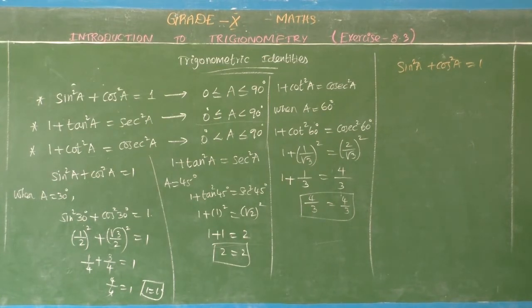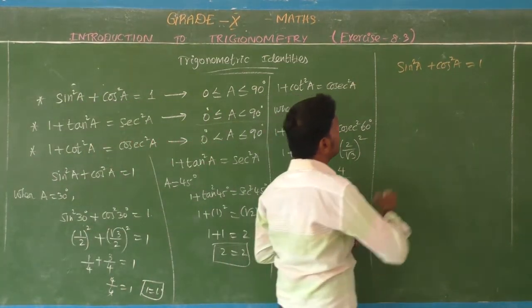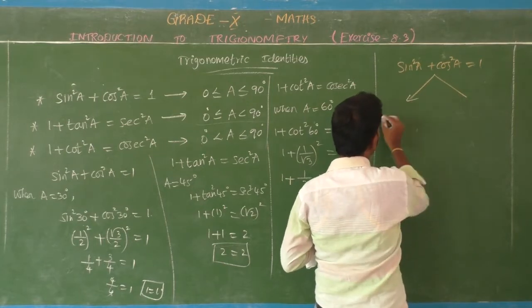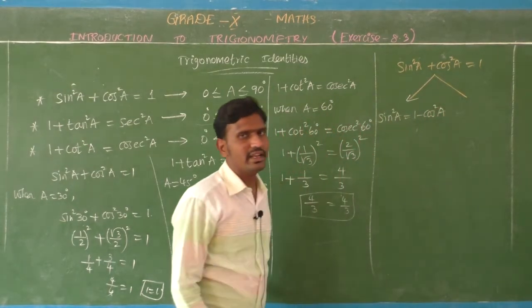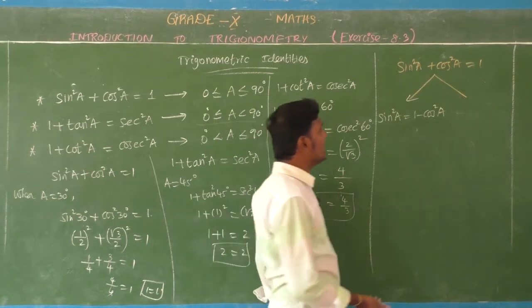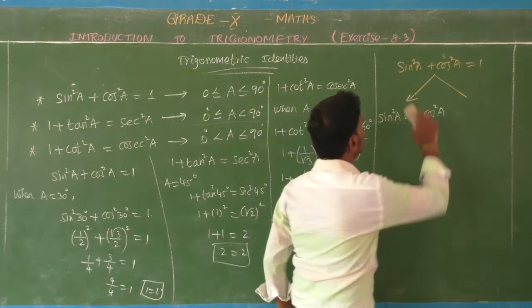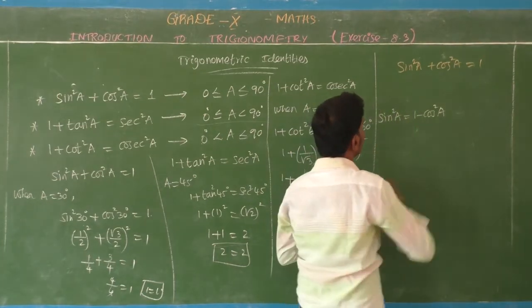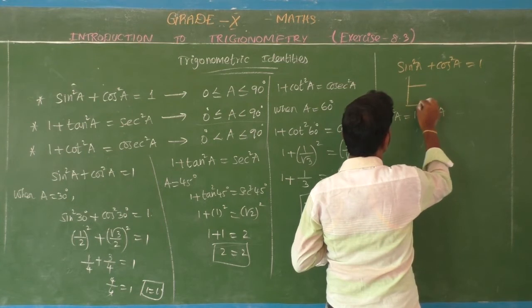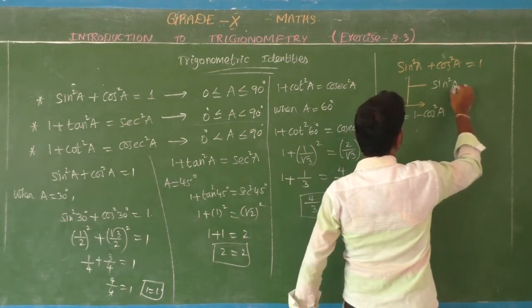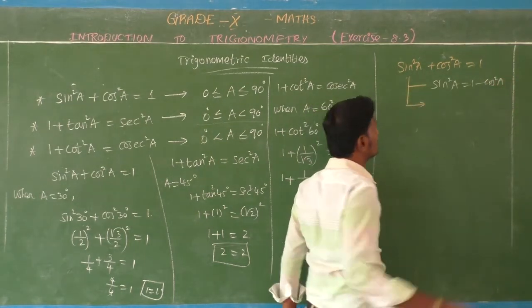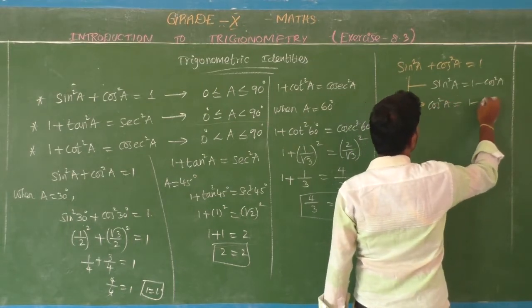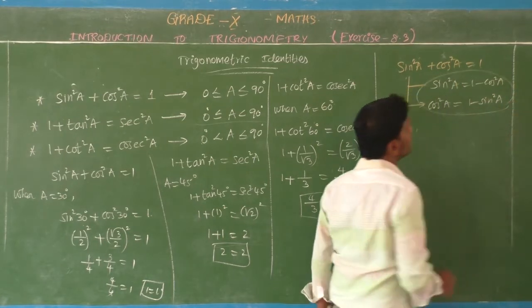Here, if you need sin square A only, you have to move it to the other side to get the other identity, like sin square A is equal to 1 minus cos square A. Suppose I need only cos square A, then cos square A is equal to 1 minus sin square A. So these two identities you are going to prepare now.